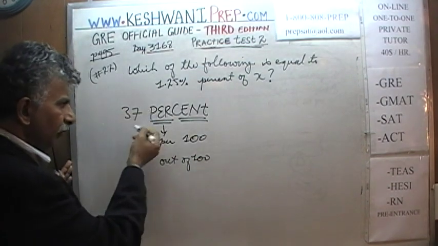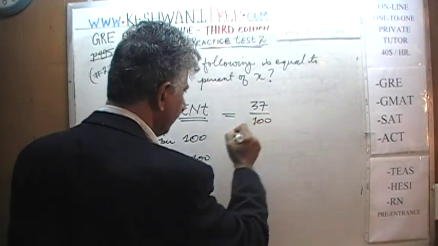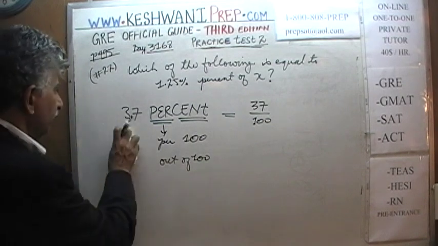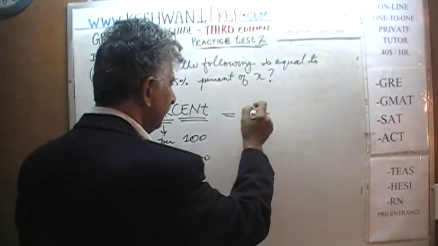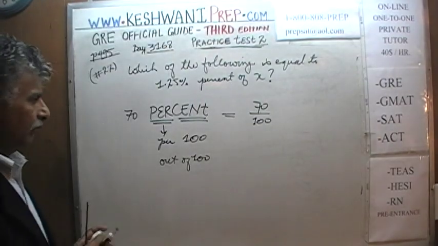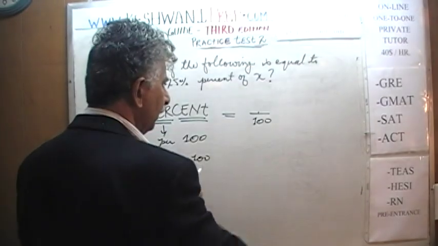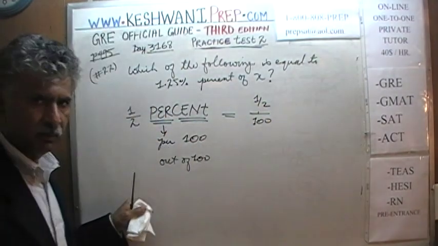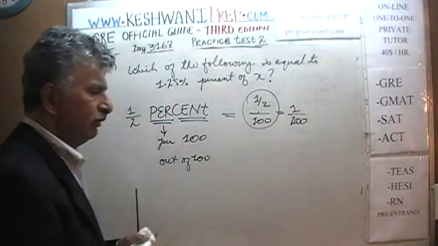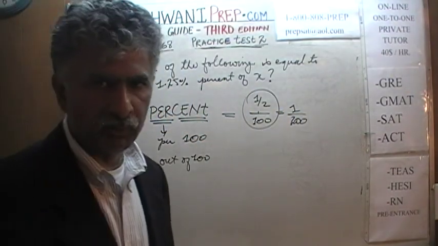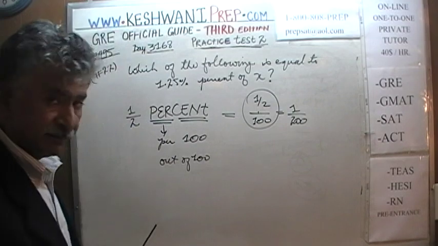Hence 37% would mean 37 out of 100. If somebody talks about 70%, that simply means 70 out of 100. If somebody talks about half a percent, it would simply be 1/2 divided by 100. And then, of course, you can work on it, and that reduces to 1 over 200, but that's not the point. The point is, percent simply means over 100, out of 100. Do we understand it? If we understand that part, we can begin the process.